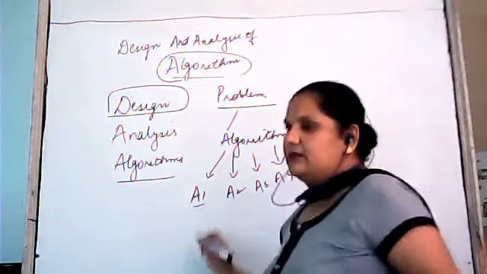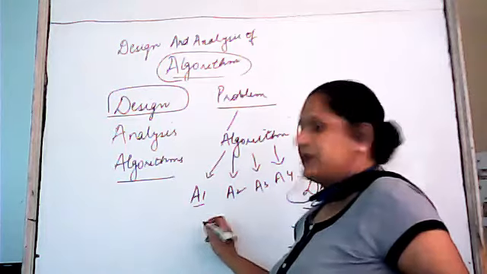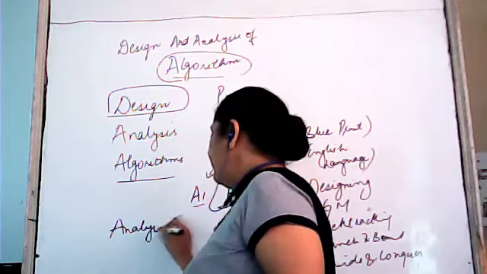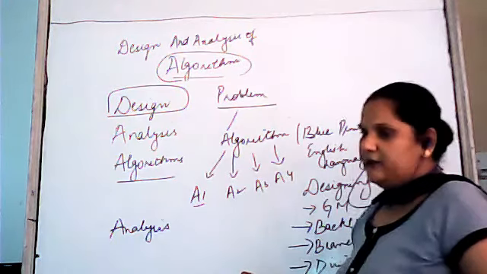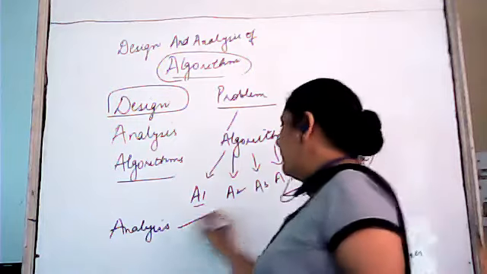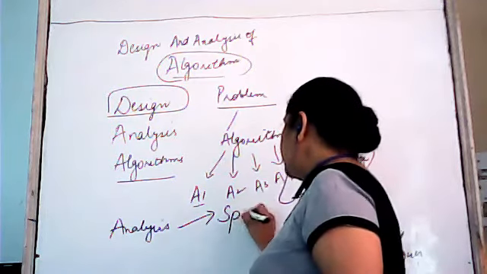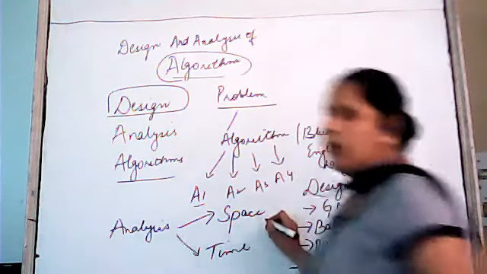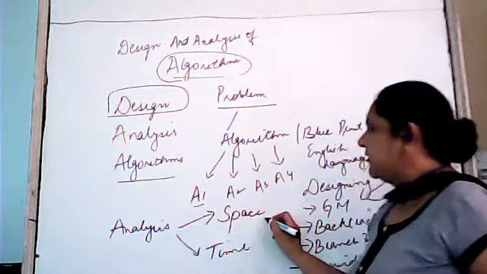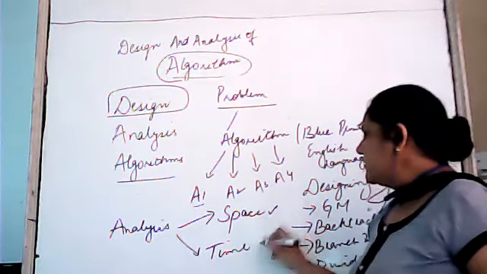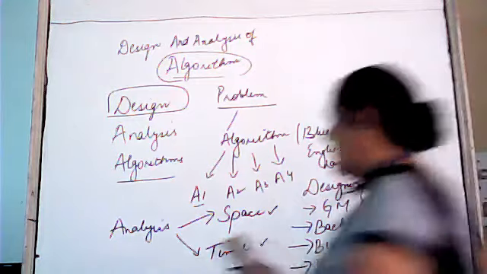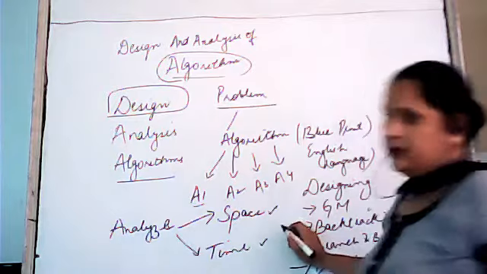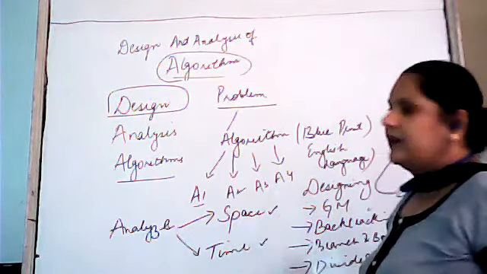Now, how will you say that this algorithm is best? For that you have to do the analysis. For that you have to analyze the algorithm step by step in terms of space and time. The analysis of algorithm is done in terms of space and time. Or you may write here, analyze the algorithm in terms of space and time.